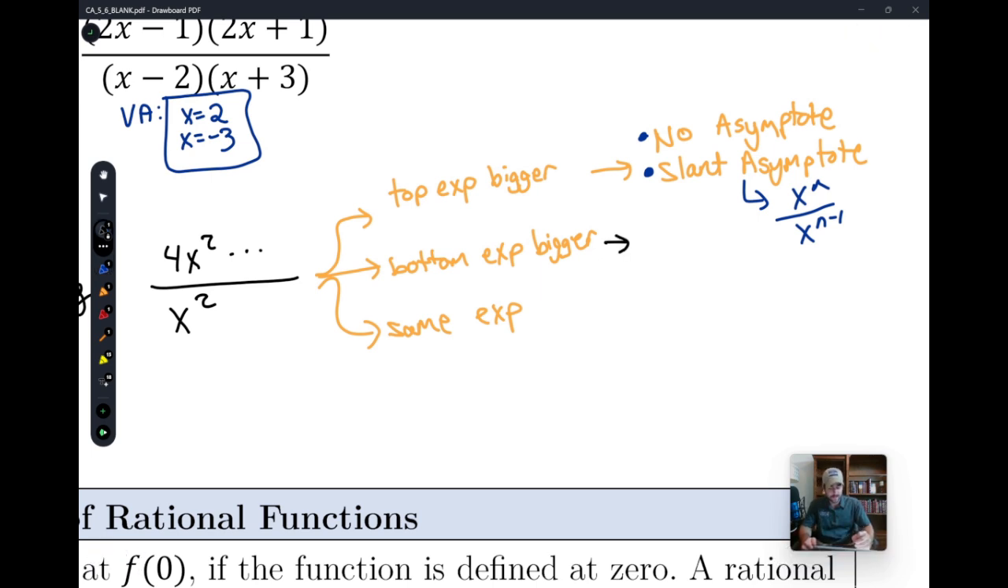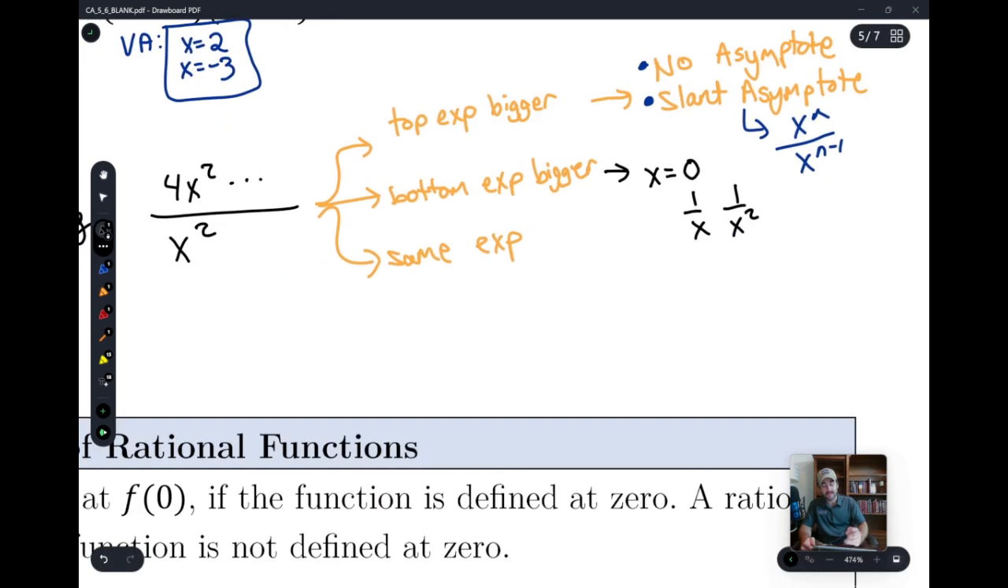Bottom exponent bigger, you've got your asymptote at y equals 0. It's probably the easiest one to recognize. If the bottom's bigger, it goes to 0. That's like the case of 1 over x or 1 over x squared. Your exponent's bigger on the bottom, so your asymptote's at 0. And then if you have the same, you take the a over b that are your leading terms, or your leading coefficients.